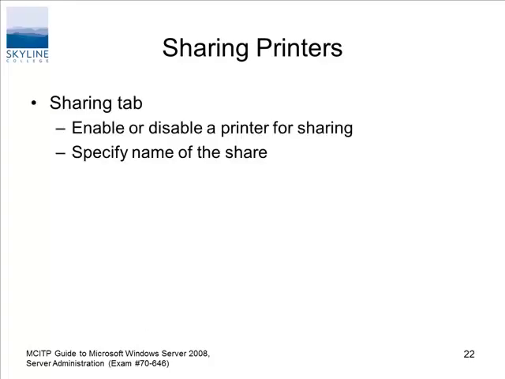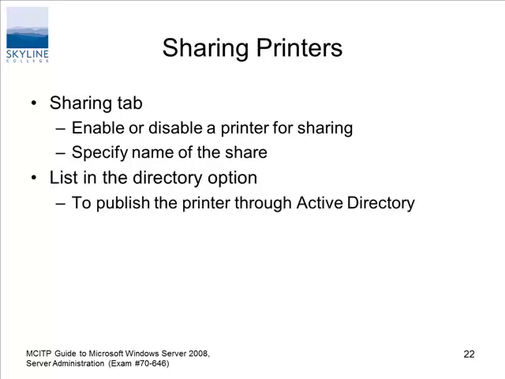Sharing printers, the sharing tab: enable or disable the printer for sharing, specify the name of the share so the users can get to it, and also location. In Active Directory, you can do location sharing so that you get the printer, the print device, the whole process that's closest to you. The List in the Directory option, you have to check it. What that does is list the printer in Active Directory so that users can then install it.